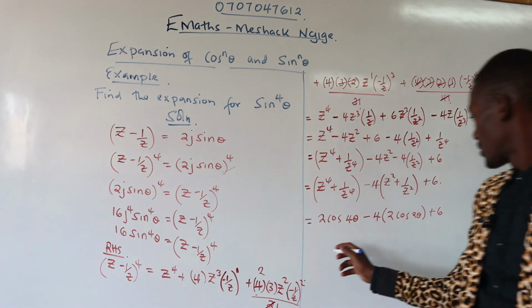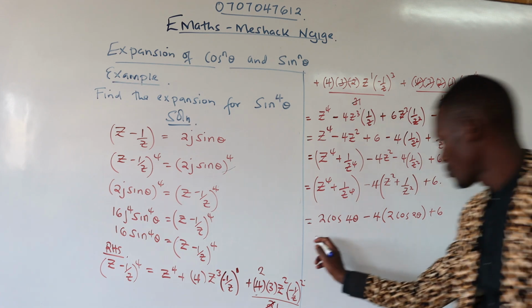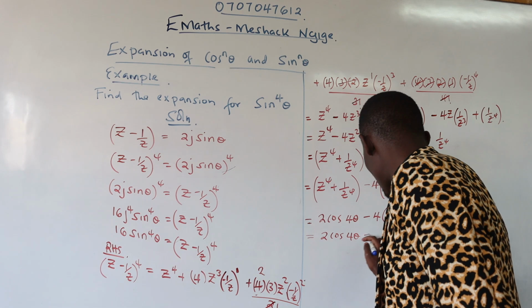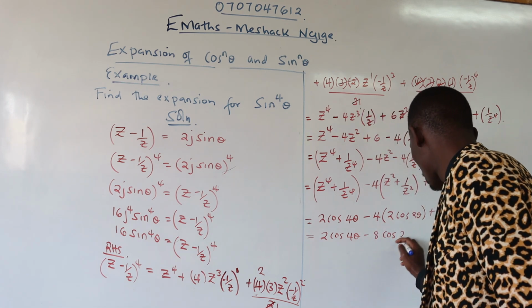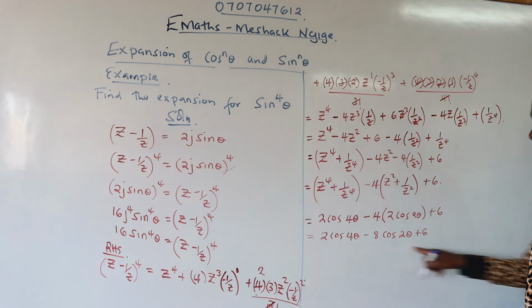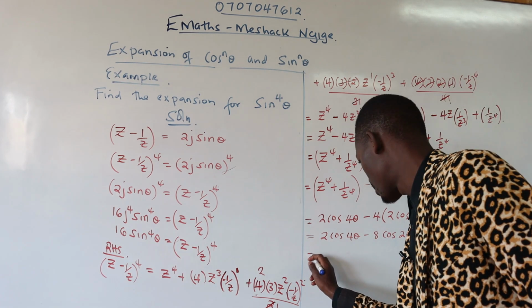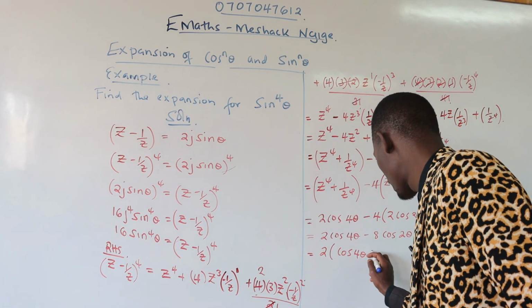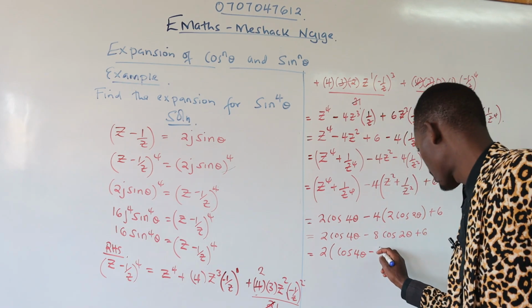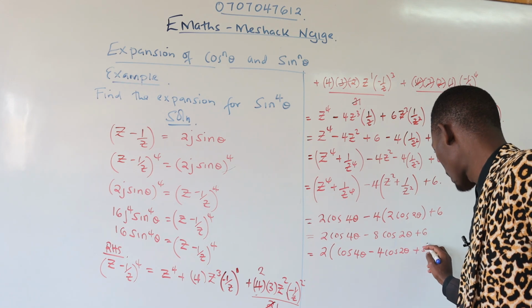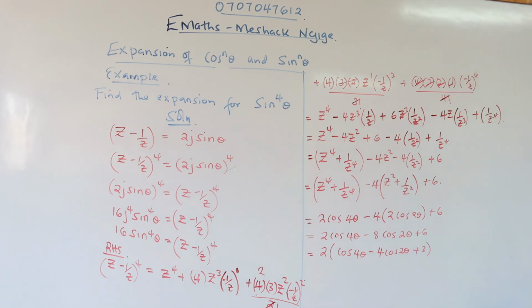Then plus 6. Then you can open the bracket first, then you take out the common term here. Then minus 8 cos of 2 theta, then plus 6. What is common in all this? It is 2 again. So you shall have 2 outside, then you have cos of 4 theta minus, we shall remain with 4 cosine of 2 theta, then plus 3. All right.